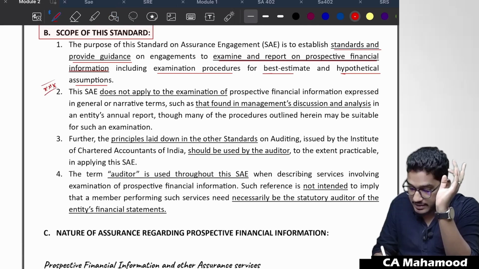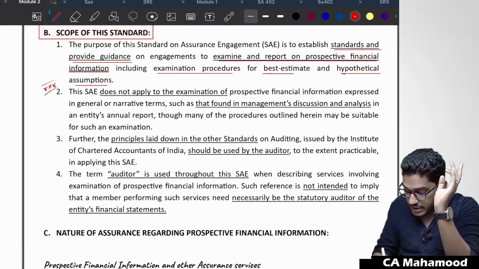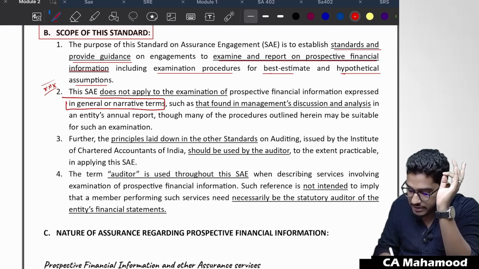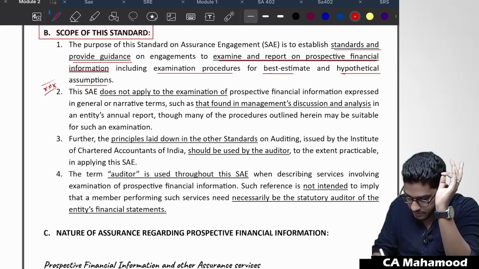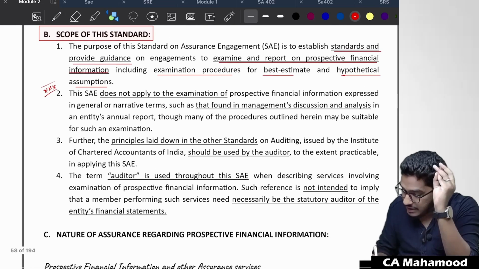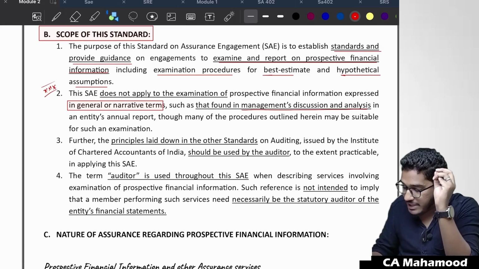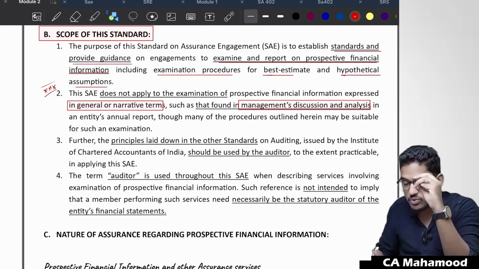Let us see. This SAE, this standard, does not apply to examination of prospective financial information expressed in general or narrative terms, such as that found in management discussion and analysis. So, very important point here. This SAE 3400 is not going to become applicable in the case of prospective financial information which is expressed in general or narrative terms, which is generally found in management discussion and analysis in an entity's annual report, though many of the procedures here are suitable.